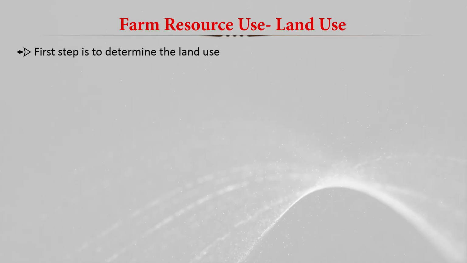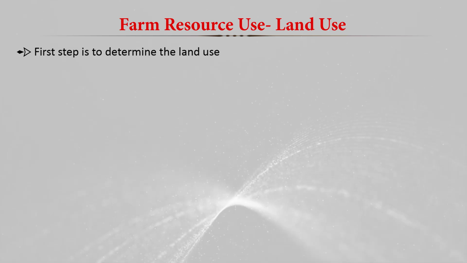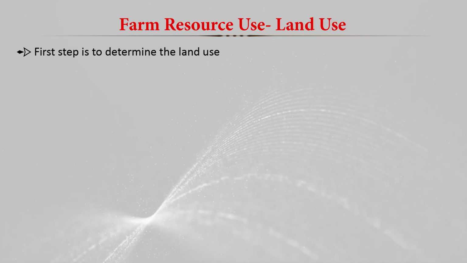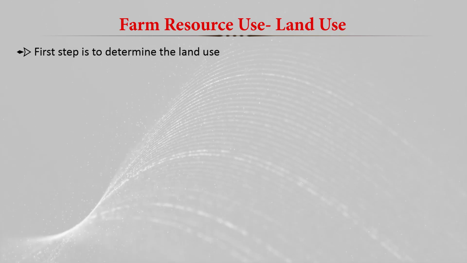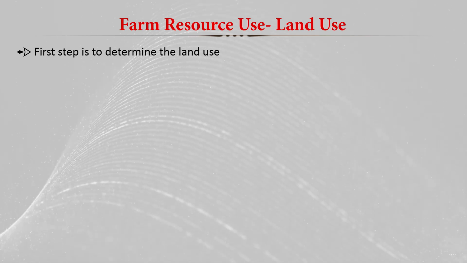Now we will move to the elements of the farm investment analysis, and the first element is the farm resource use. In that, land is the most important. We can say the first step is to determine the land use, and basically we want to determine how the land use will be.